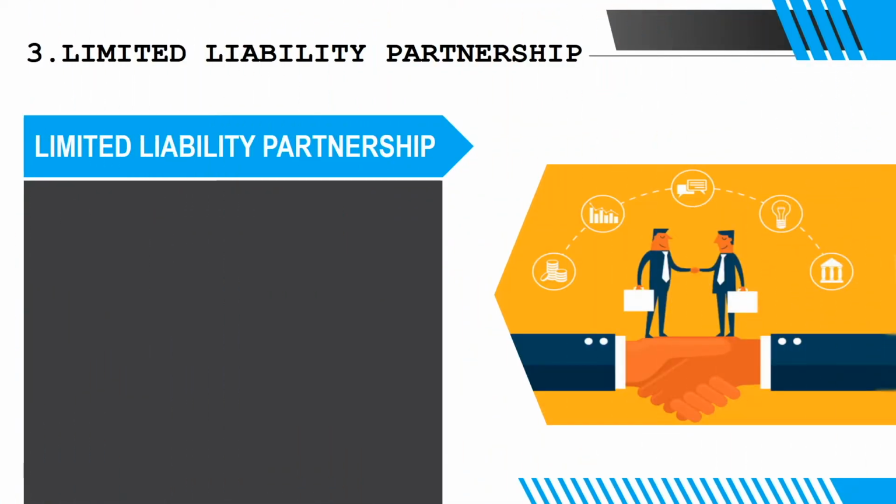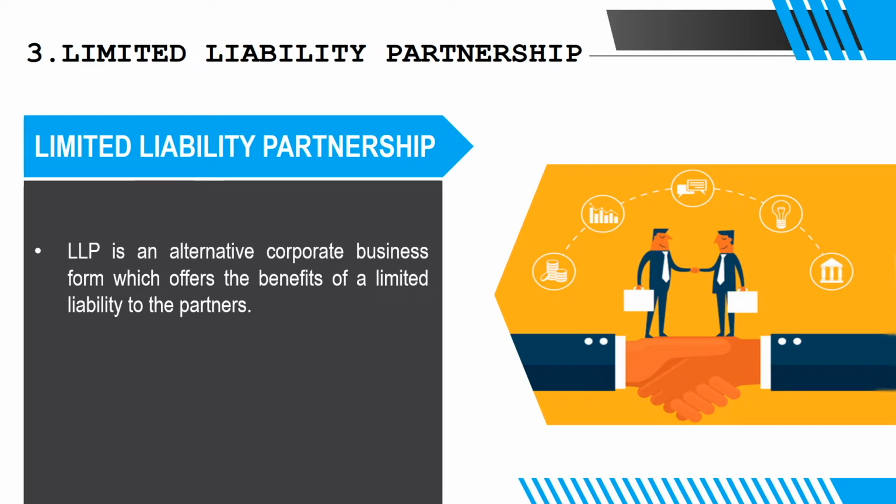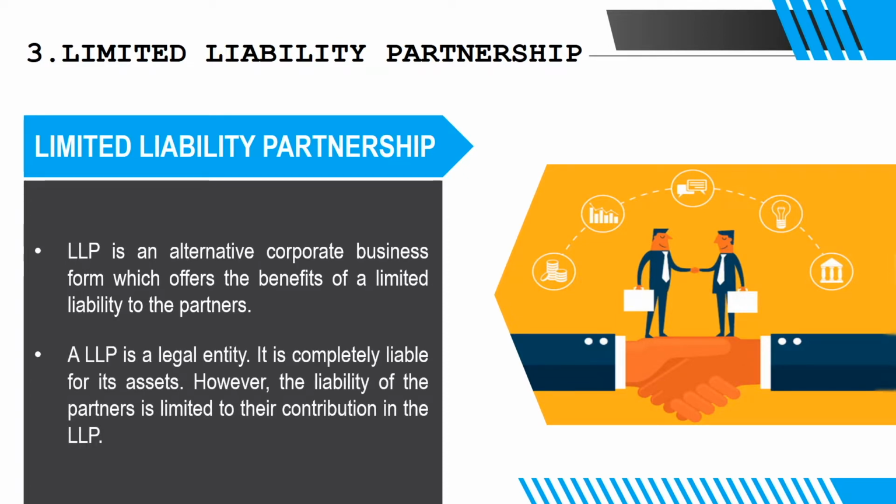So, the first is the limited liability partnership LLP, which is becoming very common, very popular nowadays. LLP is an alternative corporate business form which offers the benefits of limited liability to the partners. You see, normally in partnership they have unlimited liability, but in this partnership they have limited liability. An LLP is a legal entity, it is completely liable for its assets. However, the liability of the partners is limited to their contribution in the LLP. So, the liability of the partners is not unlimited, it is limited to their contribution.